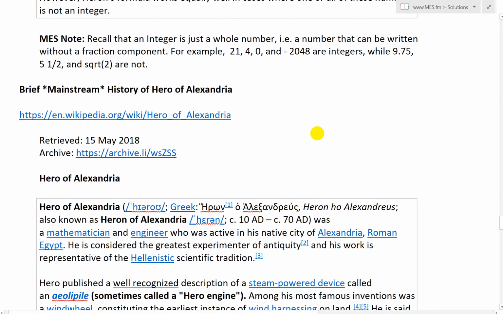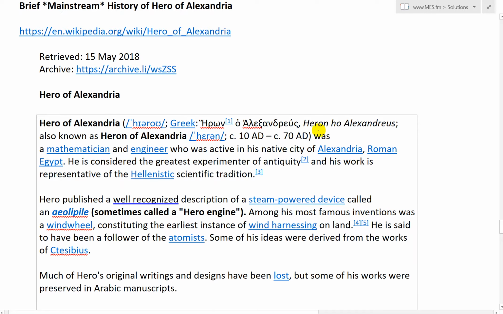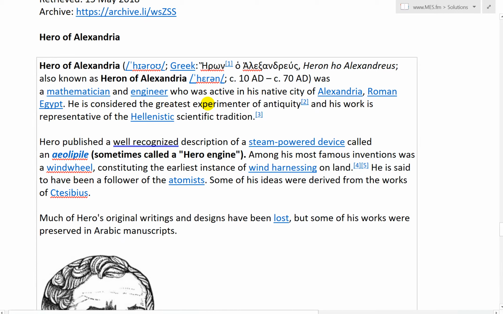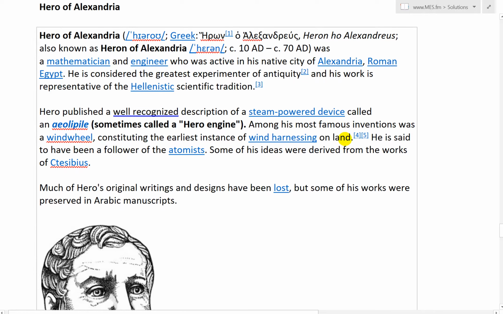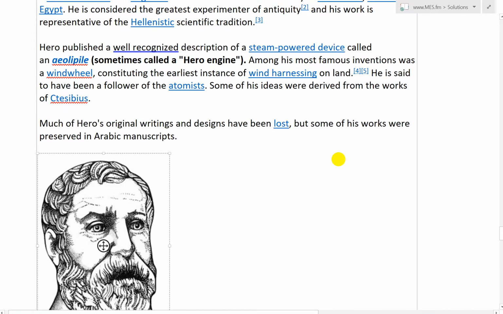So anyways, now let's look at a brief, quote, mainstream history lesson on Hero of Alexandria. Very fascinating stuff. Hero of Alexandria, also known as Heron of Alexandria, from 10 AD to 70 AD, was a mathematician and engineer who was active in his native city of Alexandria, Roman Egypt. He is considered the greatest experimenter of antiquity, and his work is representative of the Hellenistic scientific tradition. Hero published a well-recognized description of a steam-powered device called an aeolipile, sometimes called a Hero engine.